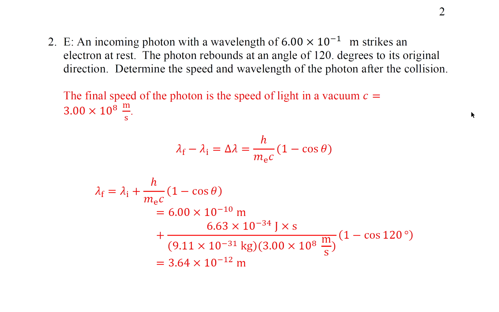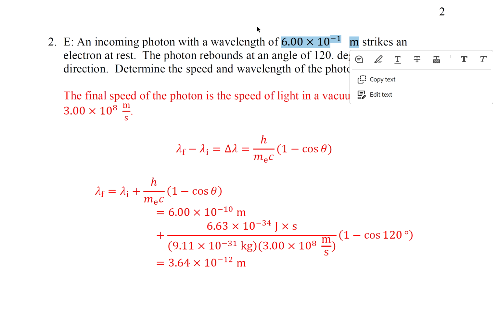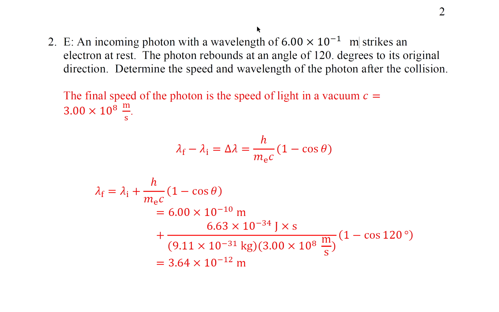Question 2. An incoming photon with a wavelength of 6 times 10 to the minus 10 meters strikes an electron at rest. It's actually times 10 to the minus 10, it didn't save correctly. The photon rebounds at an angle of 120 degrees to its original direction. Determine the speed and wavelength of the photon after the collision. So the final speed of the photon is the speed of light in a vacuum.